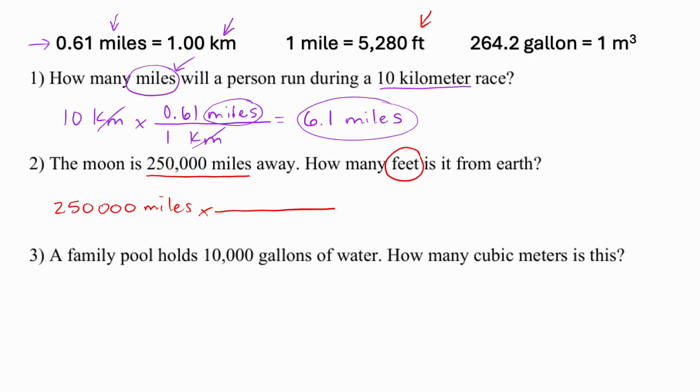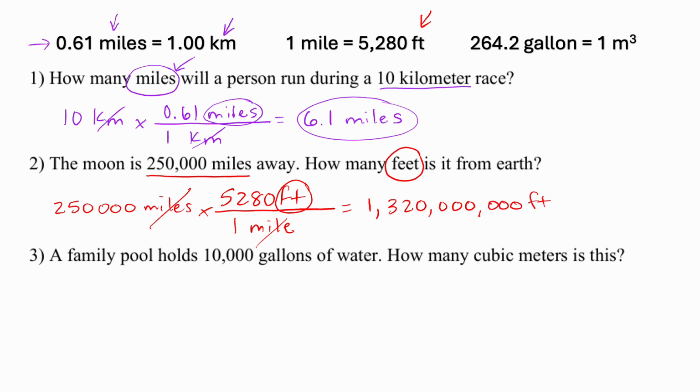I want to get rid of the unit miles, so 1 mile is going to go in the denominator, and my 5,280 feet is going to go in the numerator. Now miles are gone. I'm left with feet, which is what it's asking for, and we go ahead and multiply those numbers because 5,280 is in the numerator. When we multiply that out, we get 1,320,000,000 feet.